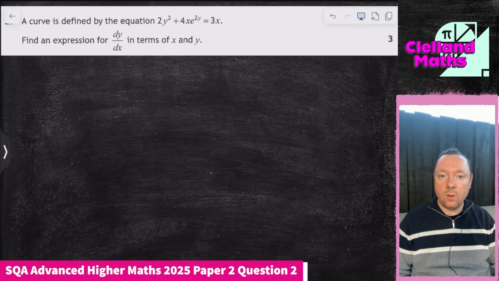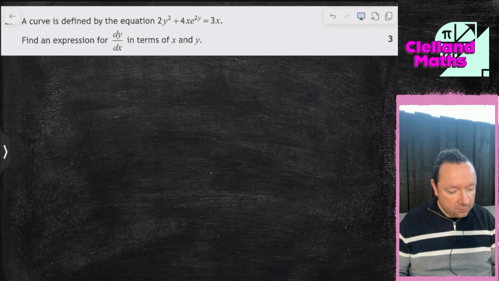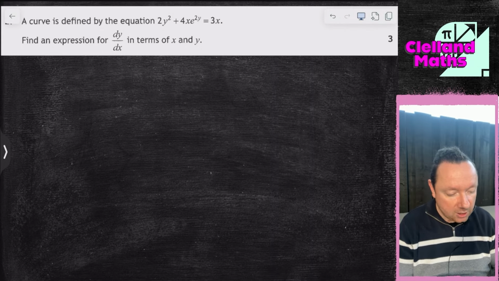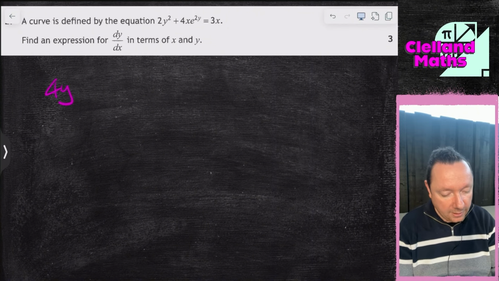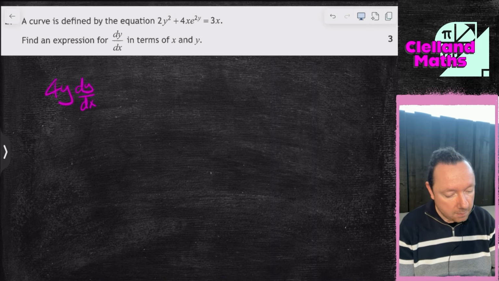SQA Advanced Higher Maths 2025, Paper 2, Question 2. A curve is defined by the equation 2y squared plus 4x e to the 2y equals 3x. Find an expression for dy by dx in terms of x and y. So this is implicit differentiation, and there's some product in here too. So let's look at the 2y squared. That becomes 4y. Every time you see a y, you get dy by dx when you differentiate it.